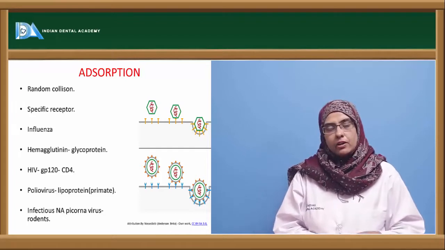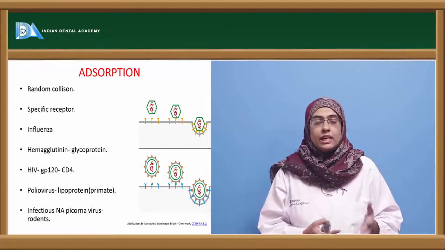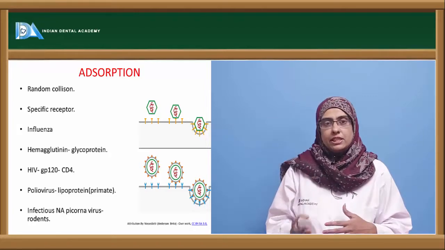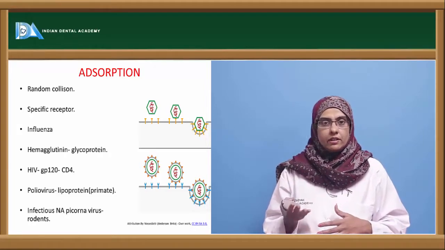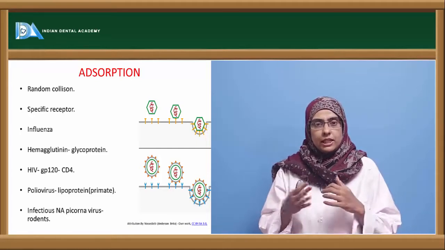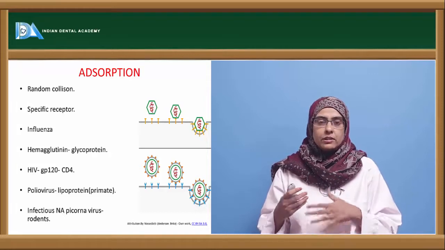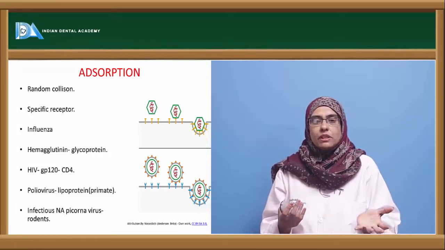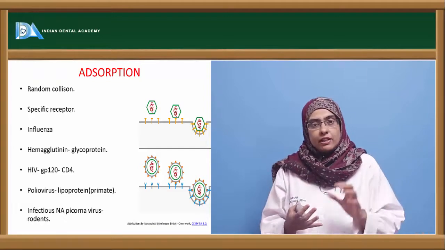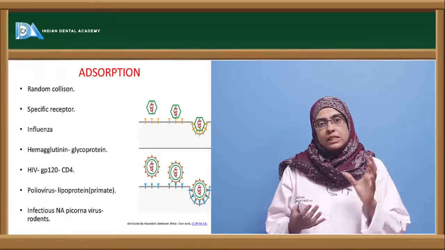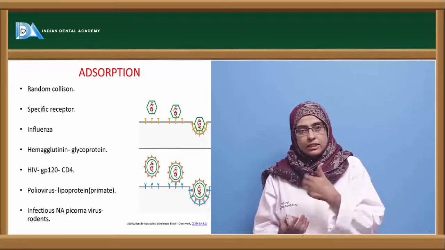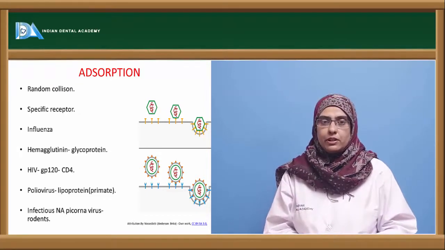Apart from that, as I already discussed, sometimes the nucleic acid that is extracted can also be made infectious in nature. In the case of picornavirus, rodents are usually resistant. Rodents usually do not get infected with the picornavirus, but when the nucleic acid is extracted, even though there are no receptors on the rodent cells, the infectious nucleic acid can be made to enter the rodent cell and cause the infection of that particular disease.